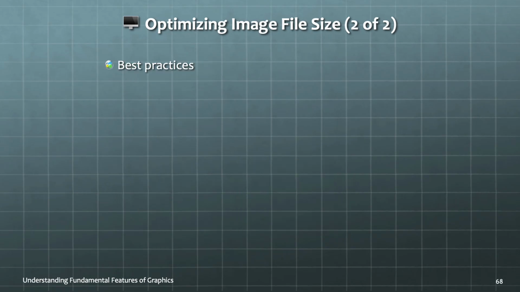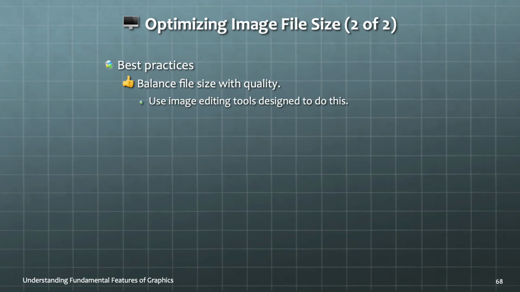Best practices for optimizing image file size are the following. Balance minimizing file size with quality of the image. To do this, keep lowering the file size using all of the factors I've talked about in the last slide, reducing pixel dimensions, for instance, until you get to a point where the image quality starts to be unacceptable, and then stop there.